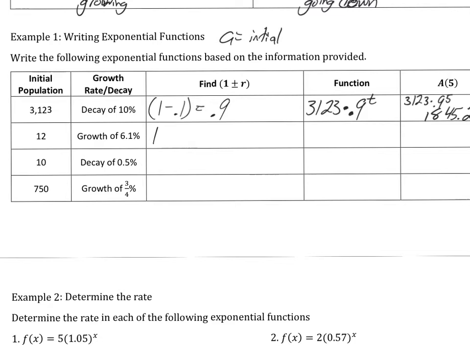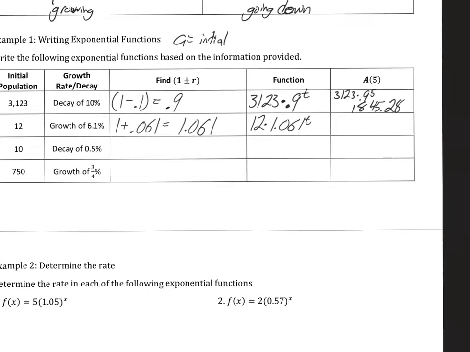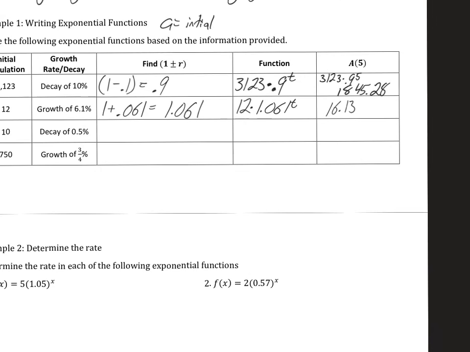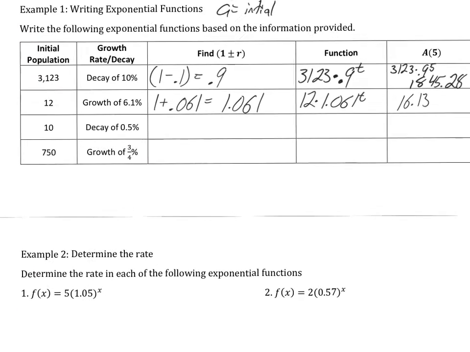Okay, so looking at this next one, we have a growth of 6.1%. So that tells me I'm going to have 1 plus 6.1%. What is that as a decimal? That's 0.061. So my final answer is 1.061. My 12 times 1.061 to the t. Now plug in 5 for t. When we plug in 5 for t, we should get 16.13.